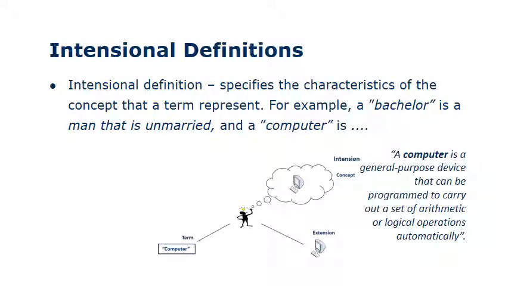We start with intentional definitions. These specify the characteristics of the concept that a term represents. For example, a bachelor is a man that is unmarried, or a computer is a general purpose device that can be programmed to carry out a set of arithmetic or logical operations automatically. The idea with an intentional definition is to grasp the characteristics of the concept, of the idea.